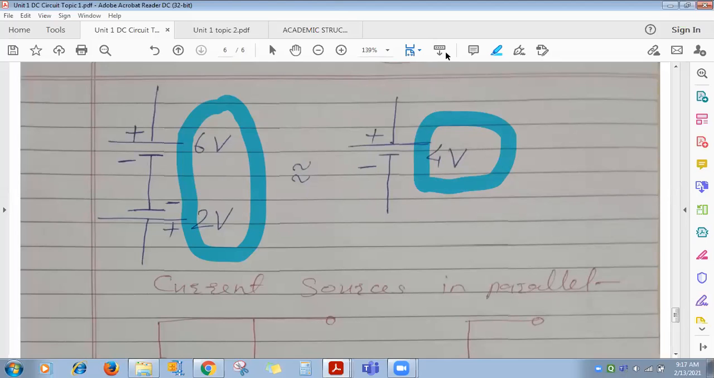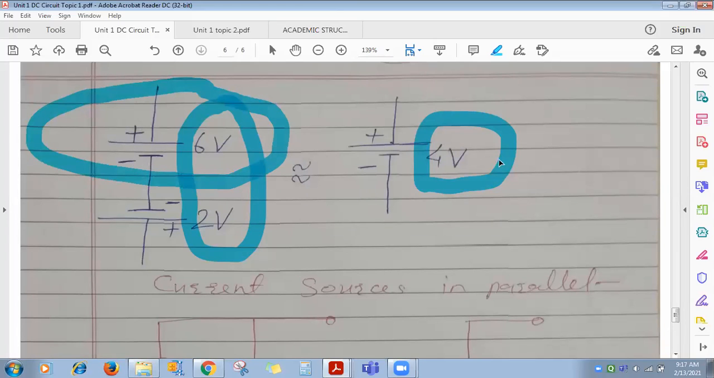We have to take the highest value polarity. The one whose value is larger, its polarity has to be taken. Correct. So which one is more? 6 volt. Here, whatever is the larger voltage, or the battery with more magnitude, that is the 6 volt. For the 6 volt, the upper one is positive, the lower one is negative.